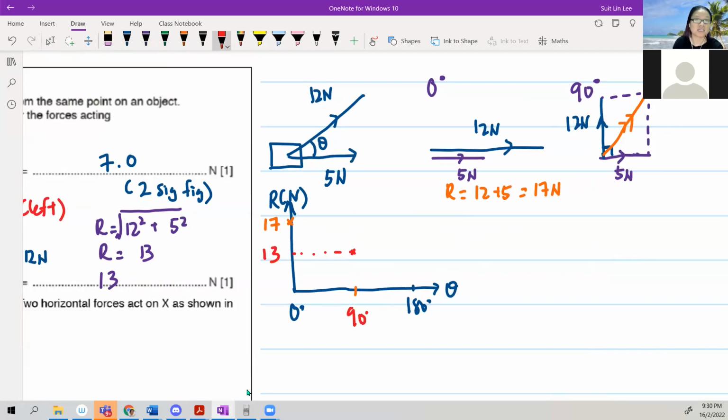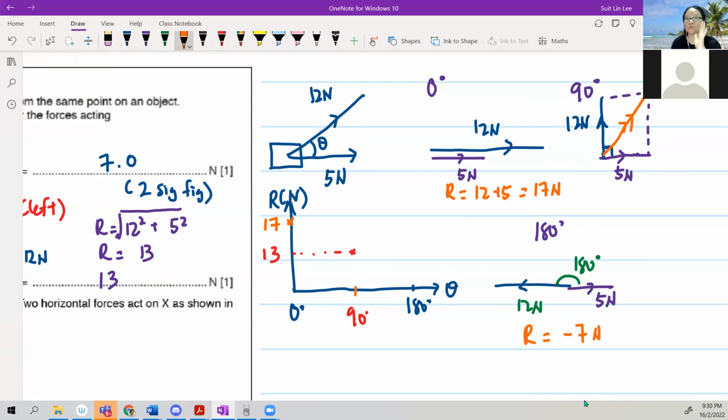And what happens when it's 180 degrees? 180 degree means that now your 5 Newton is here, but the 12 Newton is in the opposite direction. Okay, here to here is your 180 degree. So do we know our resultant? Yes, resultant will be -7 Newton. So we went from magnitude, not the direction, just the magnitude, from 17 to 13 to 7. So we're going to drop this one to 7.